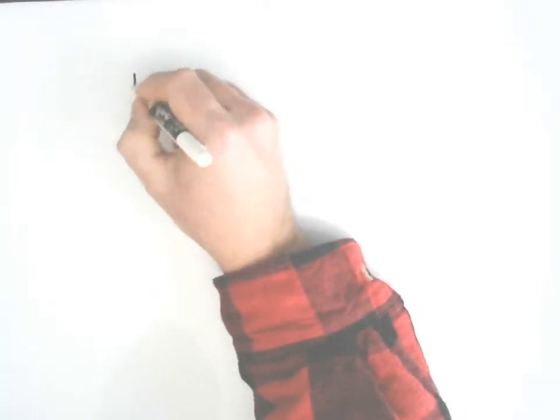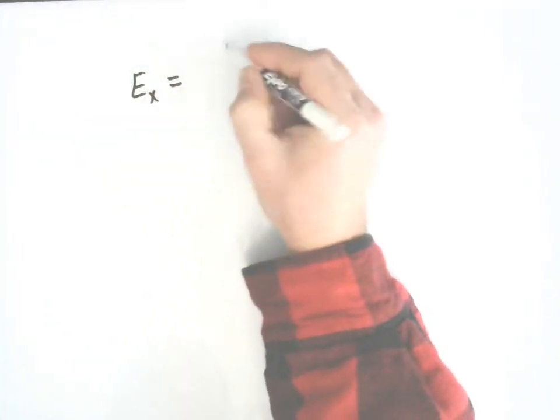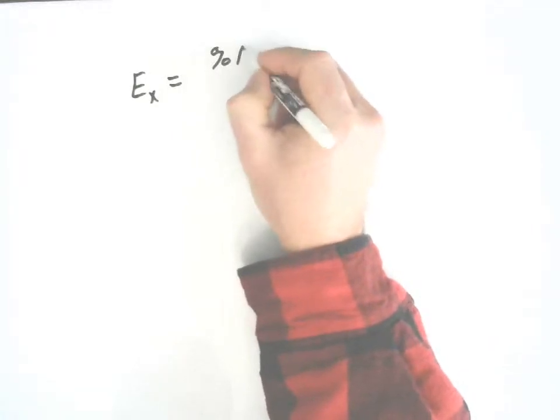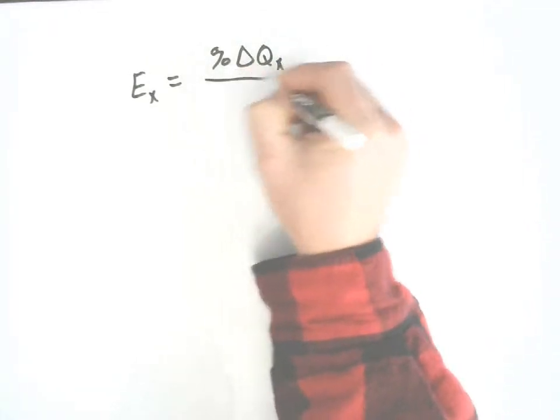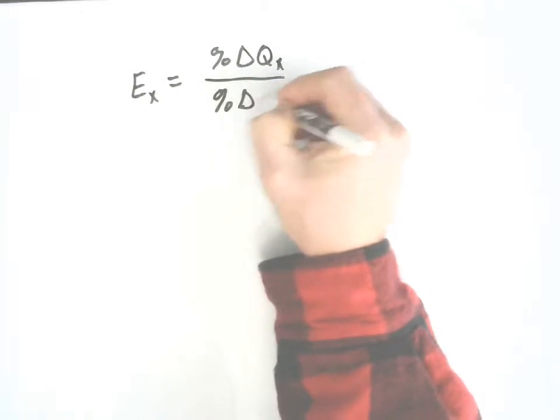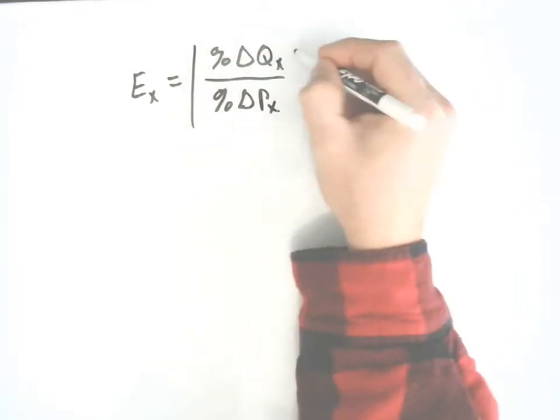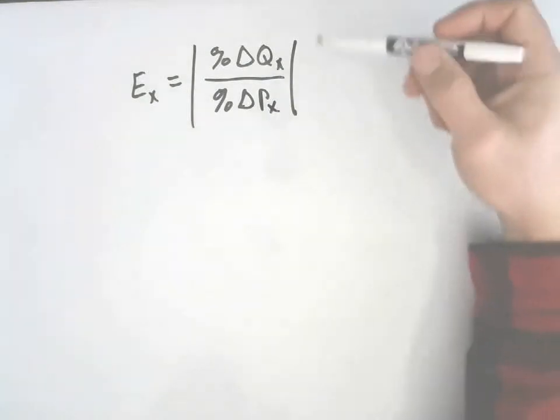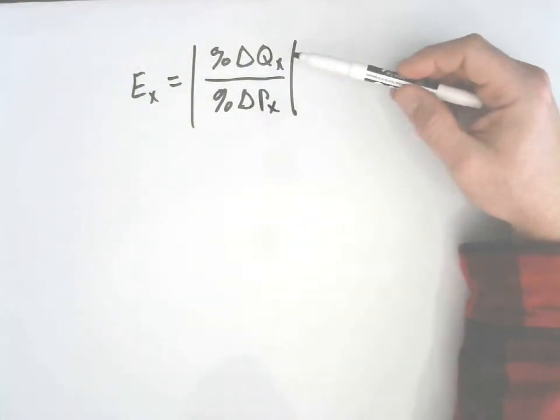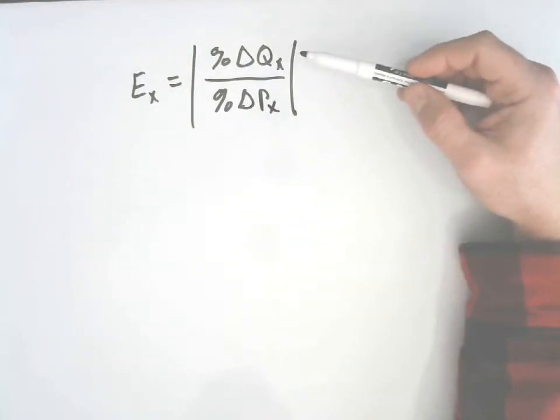Now, when evaluating the mathematics of price elasticity of demand, using the general form, the percentage change in QX divided by the percentage change in PX, the absolute value of that. When analyzing this calculation, we run into an issue with regard to the direction of change.